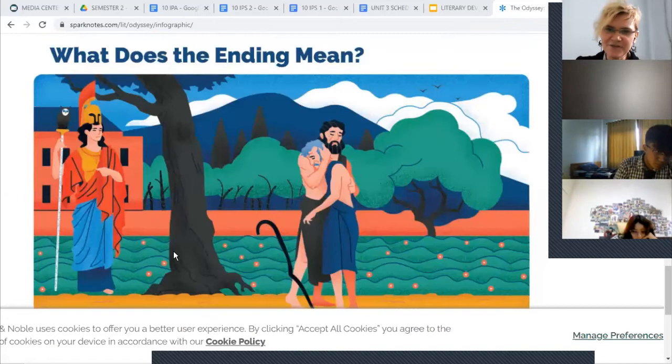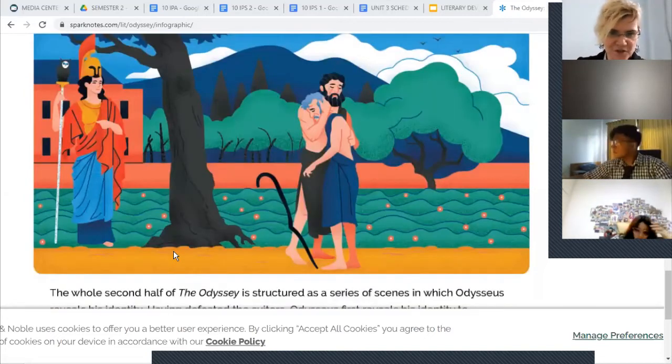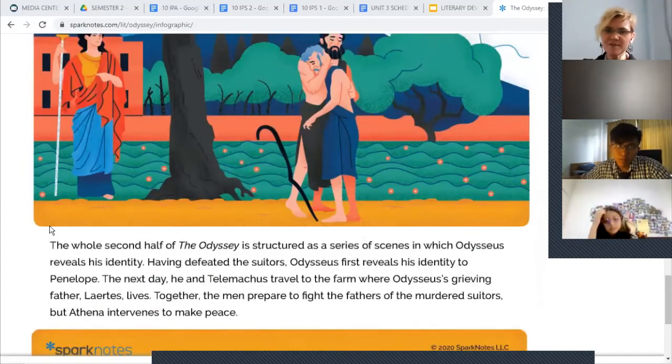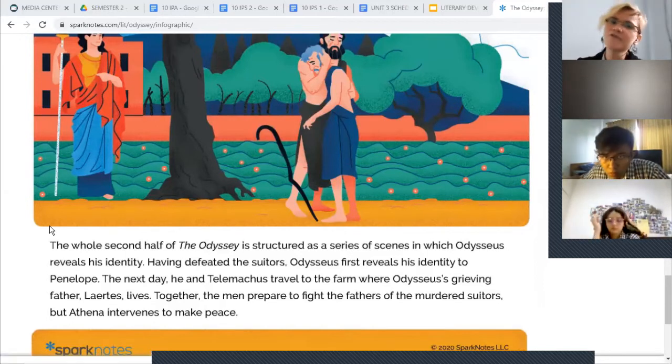Now the ending is very sad, also in a way intriguing. The whole second half of the Odyssey: the first half is about him being stuck, and Telemachus trying to find a way to get his dad back. And then the whole second half of the Odyssey is structured as a series of scenes in which Odysseus reveals his identity, and he defeats the suitors.